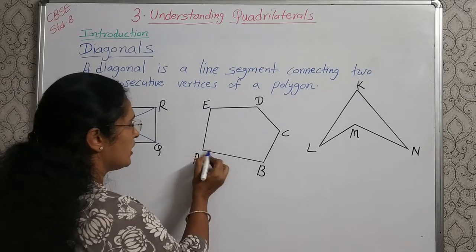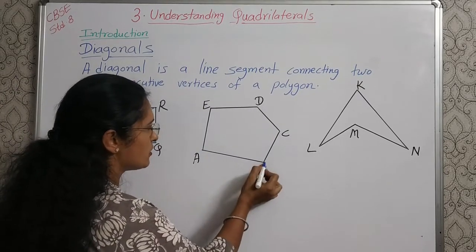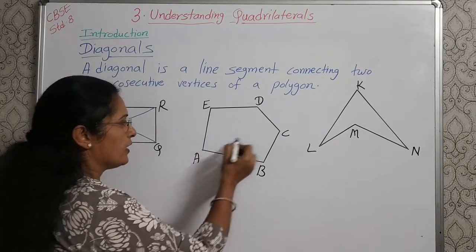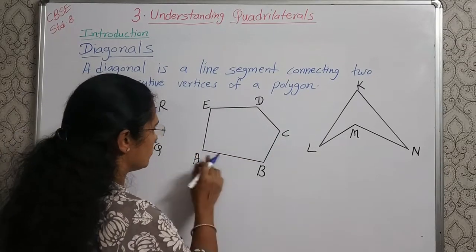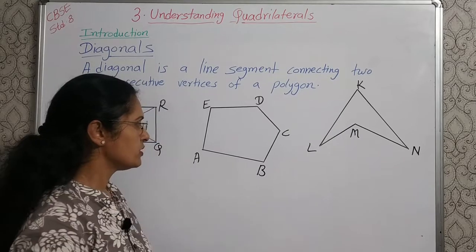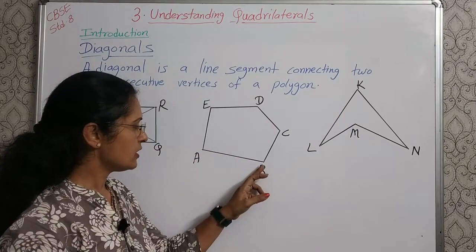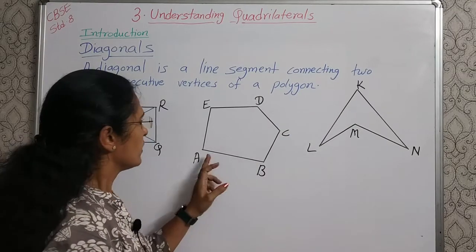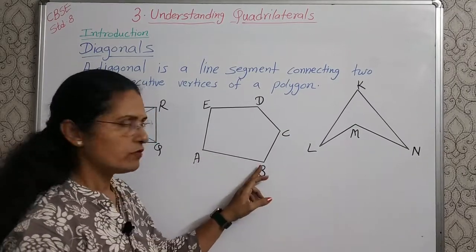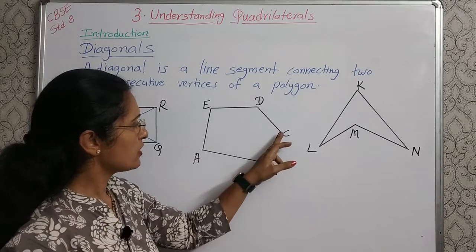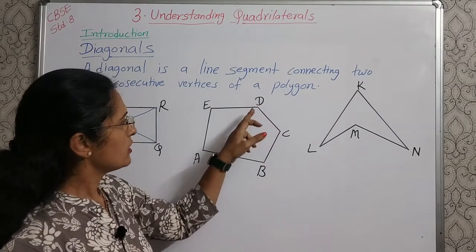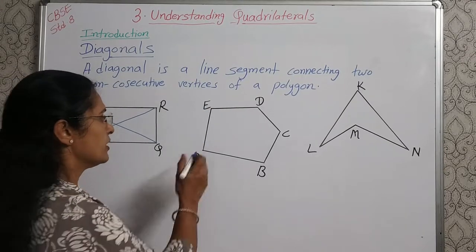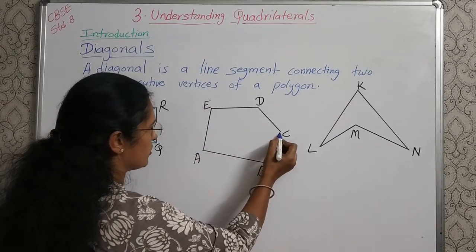Here, vertices A and B are adjacent, and B and C are adjacent. So which are non-consecutive? A and C are non-consecutive. Consecutive means it comes immediately after. C comes immediately after B. So A and B are consecutive, B and C are consecutive, C and D are consecutive, D and E are consecutive, A and E are consecutive, but A and C are non-consecutive.